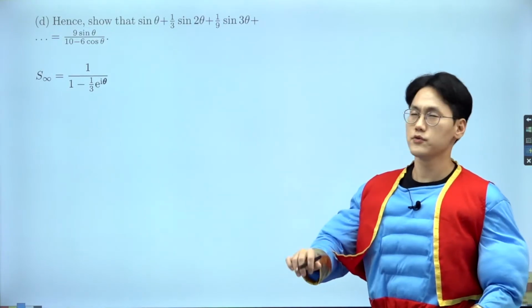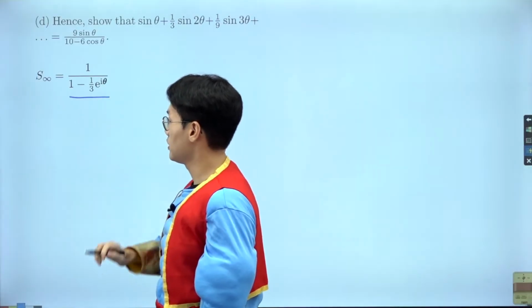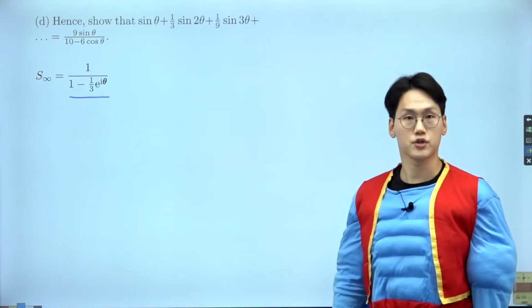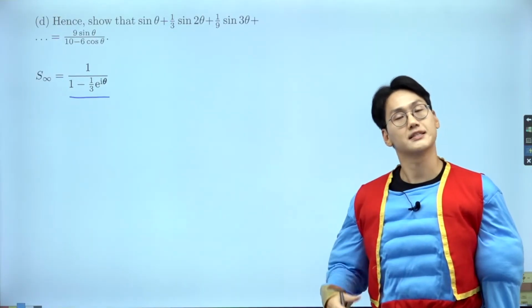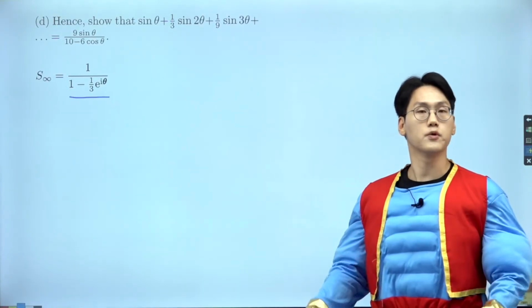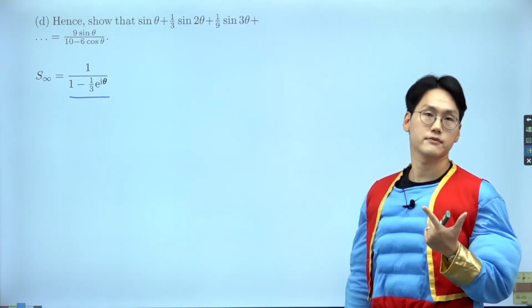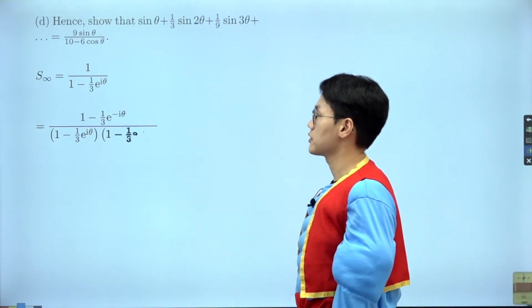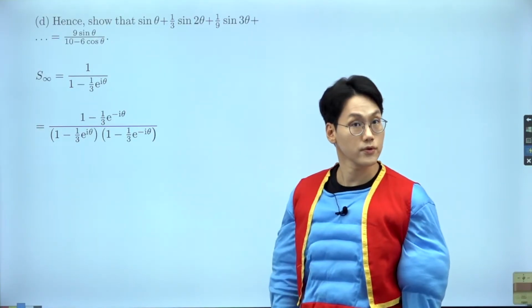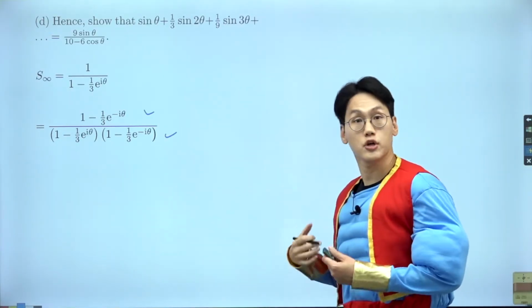But please remember, it's a very popular mistake that people mistakenly write the conjugate of the denominator as 1 plus 1/3 e to the power of i theta, but it's not in Cartesian form, it's in Euler form. For the Euler form or the polar form, you only have to change the argument. So in fact, the conjugate of the complex number here is going to be 1 minus 1/3 e to the power of negative i theta. So I'm going to multiply top and bottom by it. Then let's expand thoroughly.